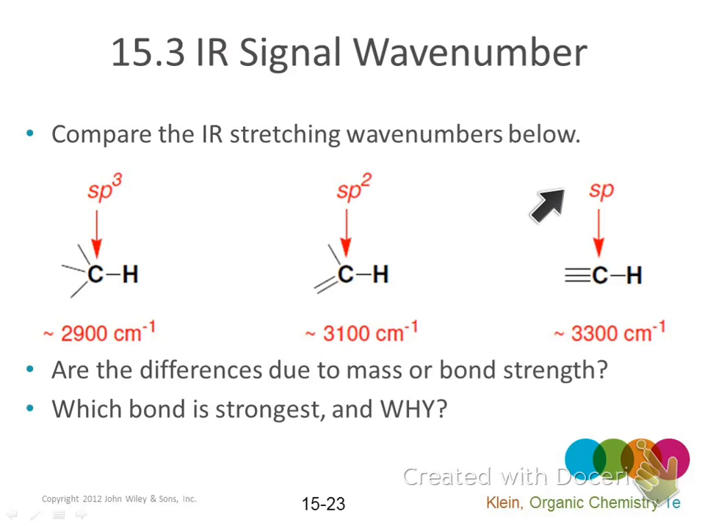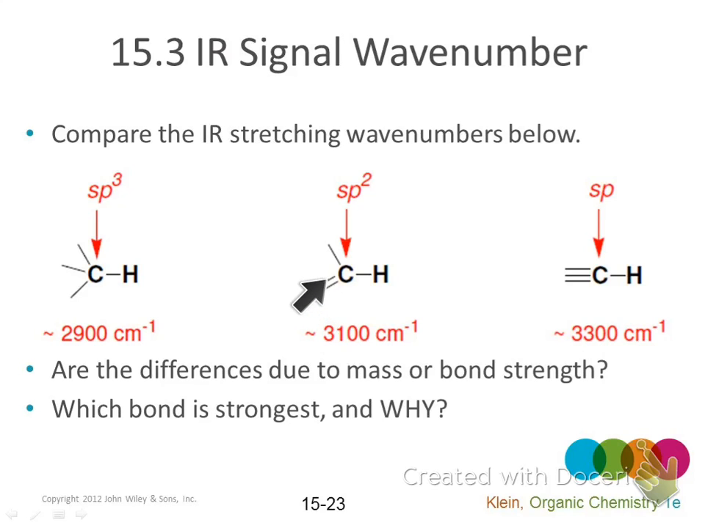sp3 orbitals are longer than sp orbitals just because p orbitals are long, s orbitals are short. So as a result, this bond is shorter. You expect to see it at higher wave numbers. Because it's a shorter bond, it's stronger. Same reduced mass. Okay?